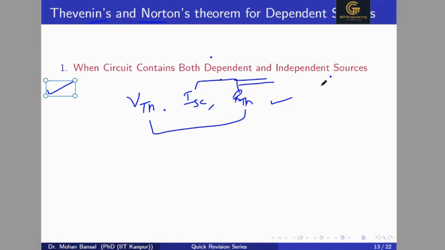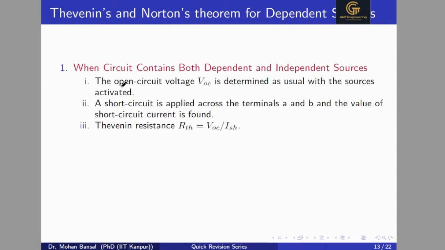Let's see how we'll do. So first we open the circuit, the load terminal, and we'll find out the VTH, as usual, as we find in case of independent sources. We'll short circuit the load terminals and we'll find out the short circuit current ISC, and Thevenin's resistance will be VOC divided by ISC.